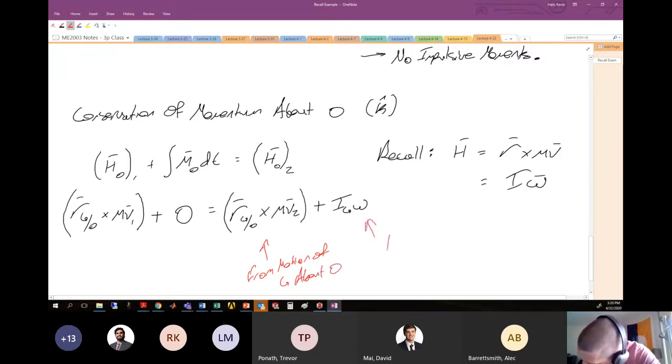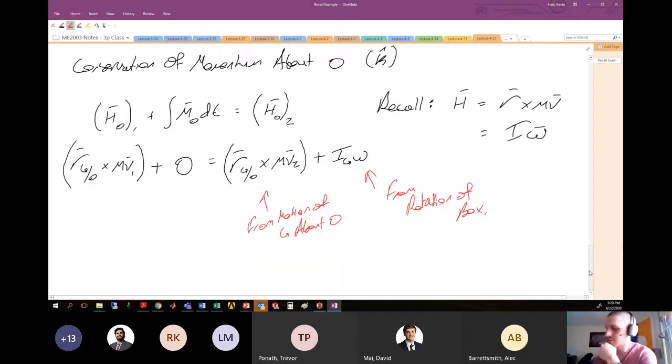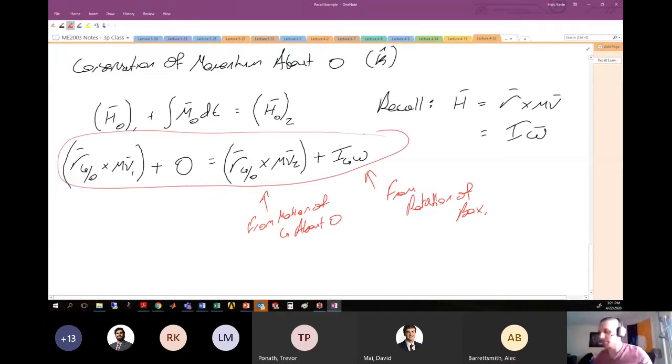And this is from rotation of box. All right. That's the general idea there. So now let's actually execute these cross products and go through it. Generally, I'd say that if you wrote this, you're done with your conservation of angular momentum expression.